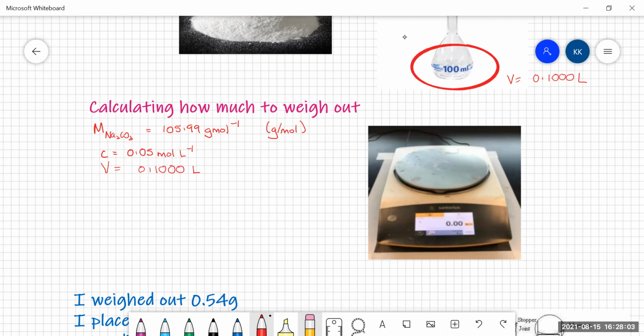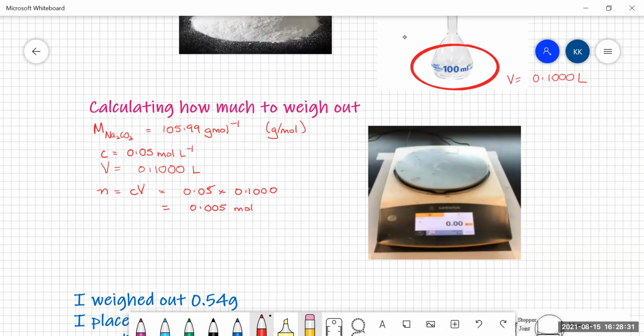So our moles, we can calculate concentration times volume, which is 0.05 times by 0.1000. Don't lose the zeros on the end there. You don't want to lose the number of significant figures generally, so it's always a good idea to just practice keeping them there. So this is obviously 0.005 moles.